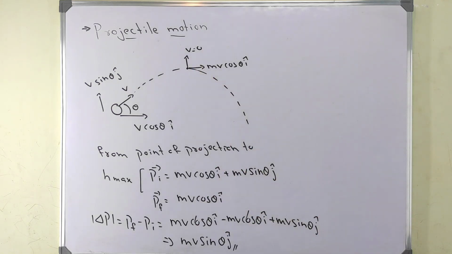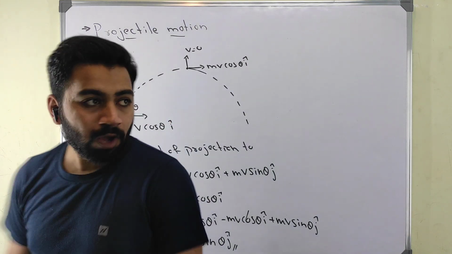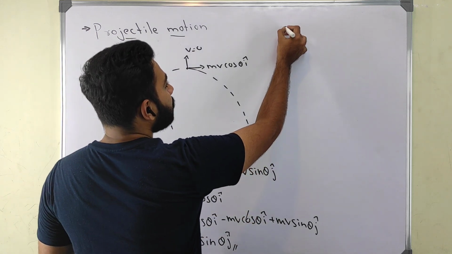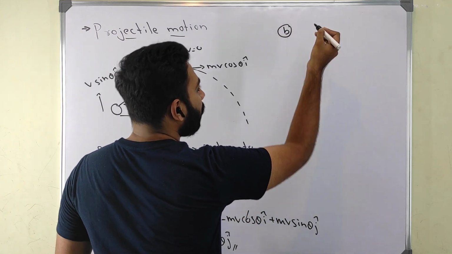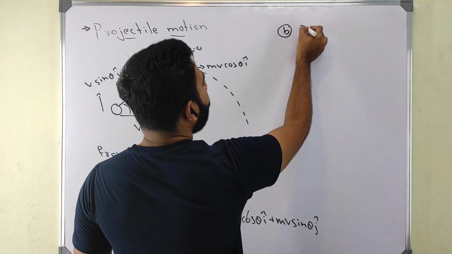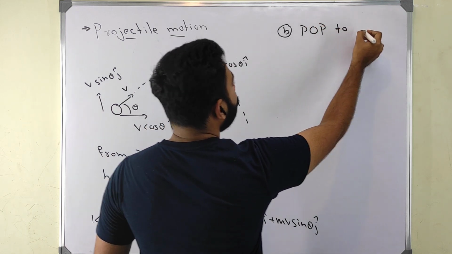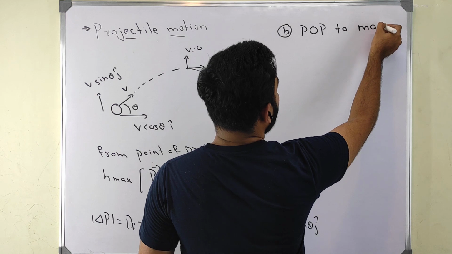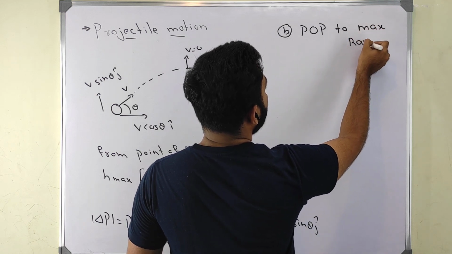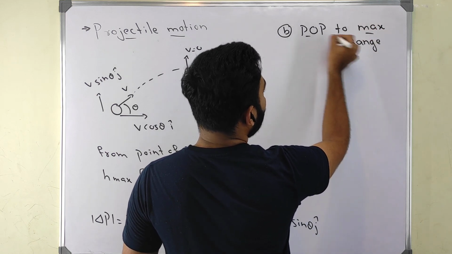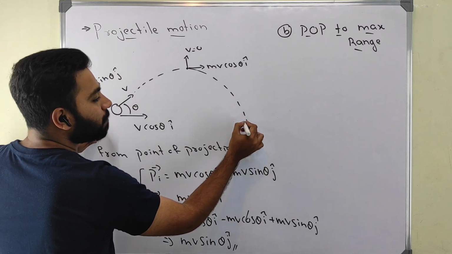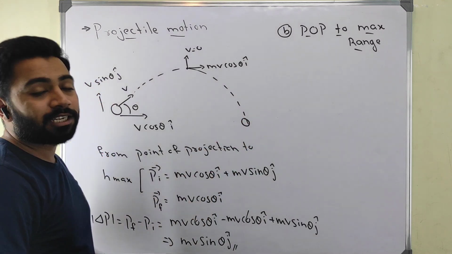Kindly note this down first. Alright, I hope you have done this one. Now there is one more case. Let's take case B, from the point of projection to max range. POB means point of projection, which means from this point to this point till this point. What is my change of momentum?